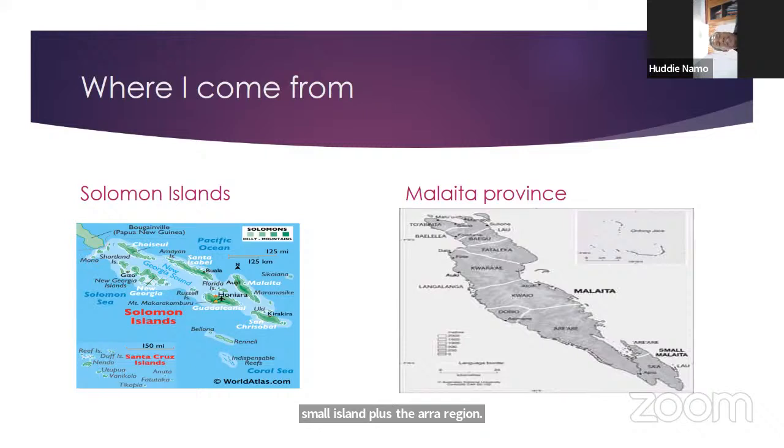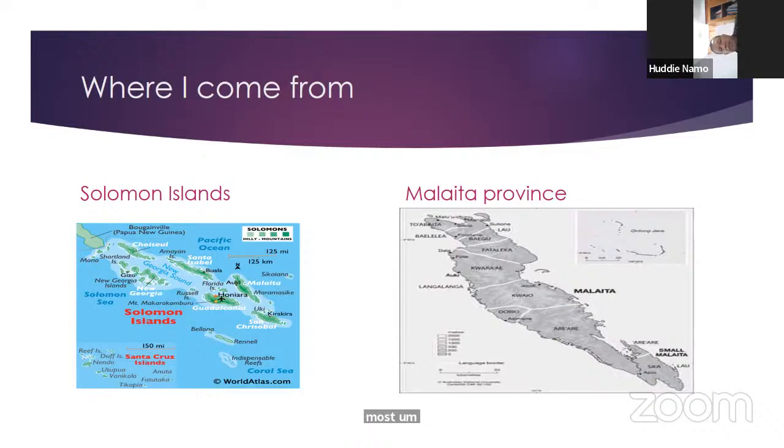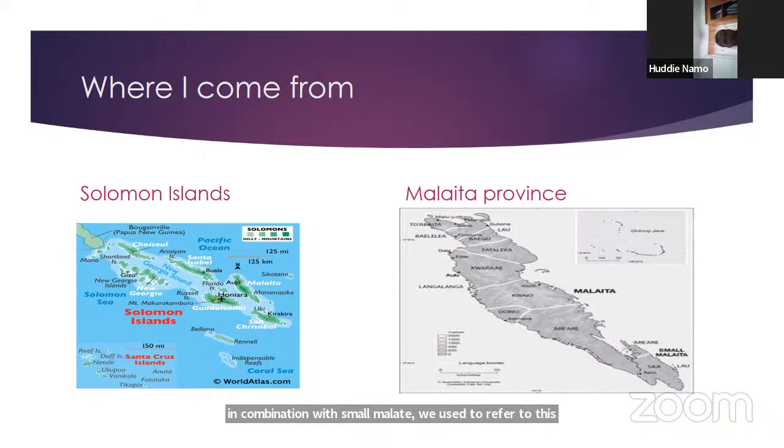They are mostly interested in schooling compared to other parts of Malaita province. So you will find that most people who are working in offices, both in the private sector and government, come from this region of Harare. In combination with Small Malaita, we used to refer to this region as the Southern region. The first Prime Minister of Solomon Islands, Sir Peter Kenilorea, also comes from this particular region of Harare.